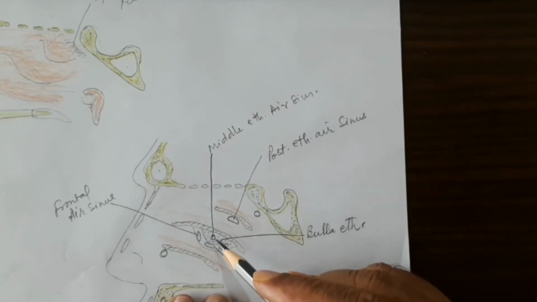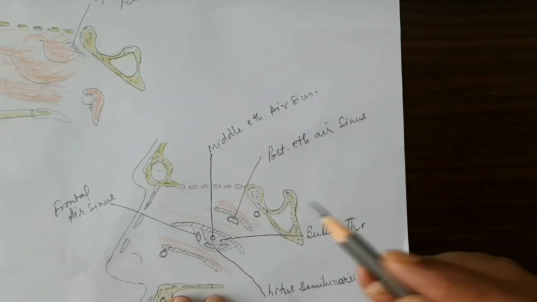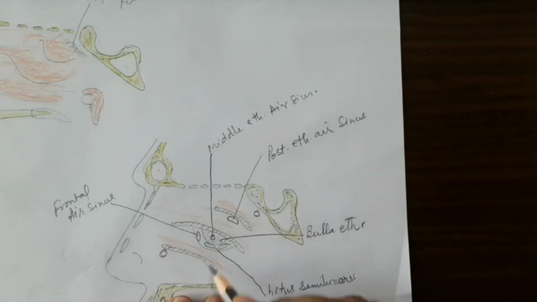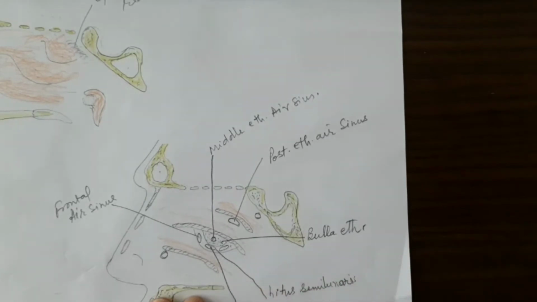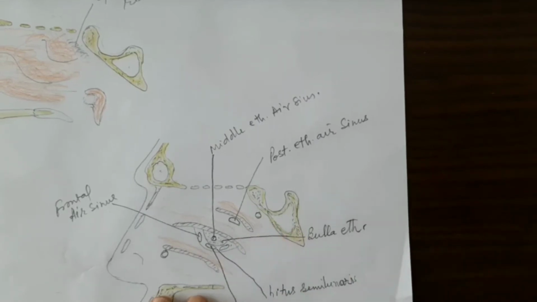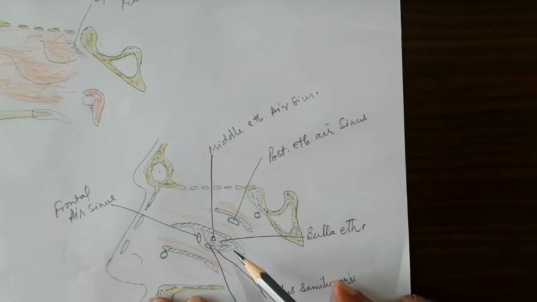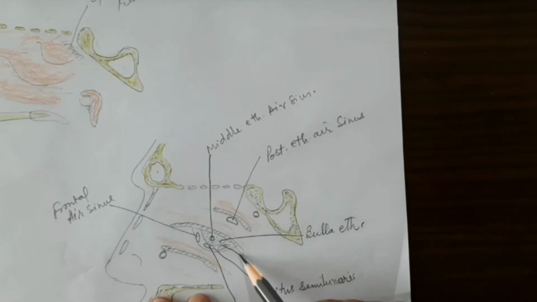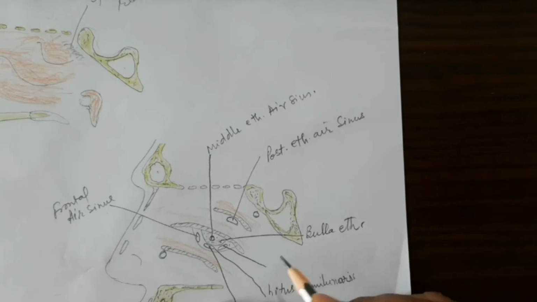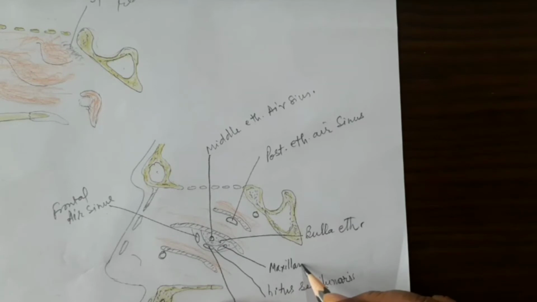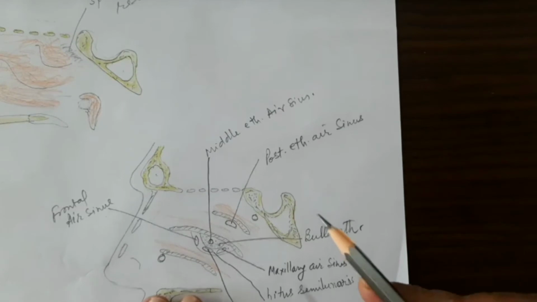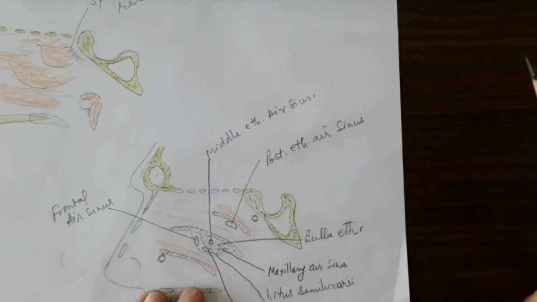Now what is the opening in the middle part? And this opening in the middle part of the hiatus semilunaris is the anterior ethmoidal sinus, which will open here in the middle part of the hiatus semilunaris. And the posteriormost opening here is the maxillary sinus, which is in the maxillary bone. Maxillary air sinus.